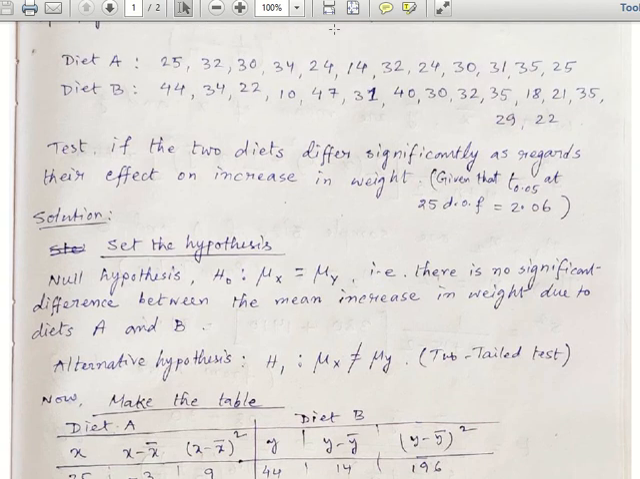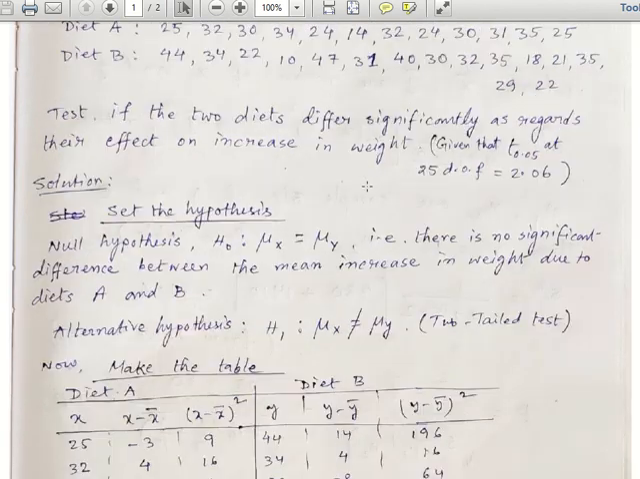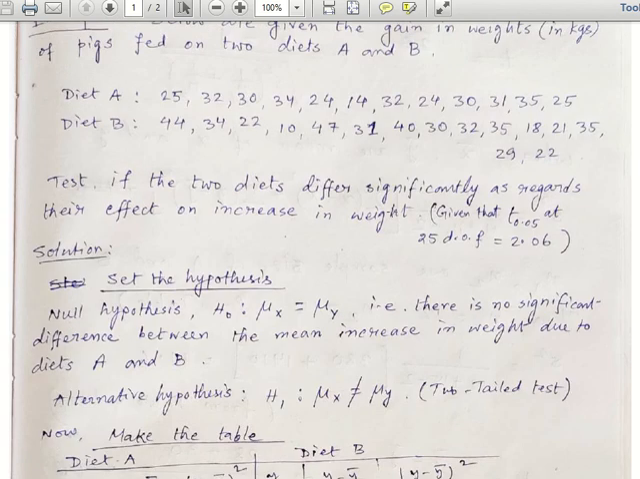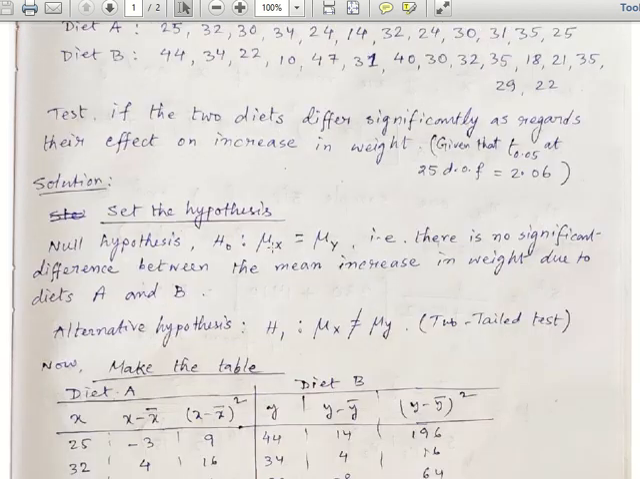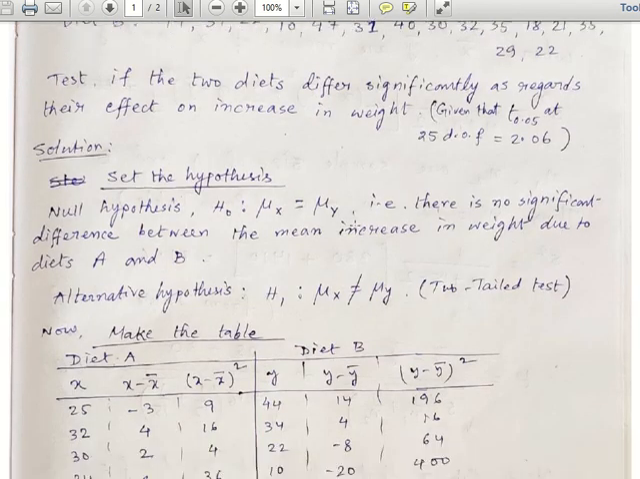The mu x is the average gain of weight after applying diet A, and mu y is the average gain of weight after applying diet B. There is no significant difference between these two means. This should be our null hypothesis.